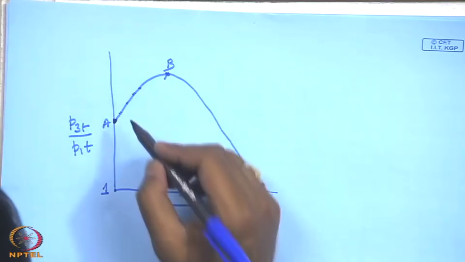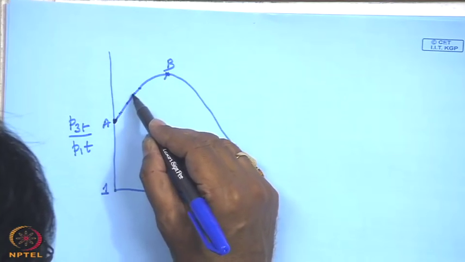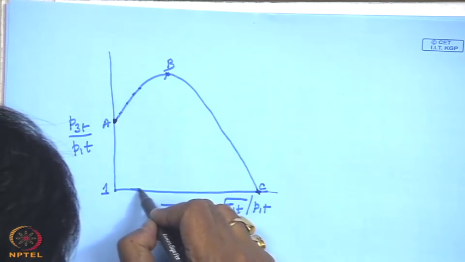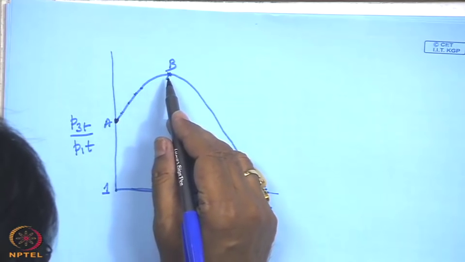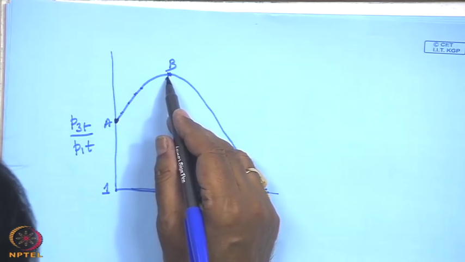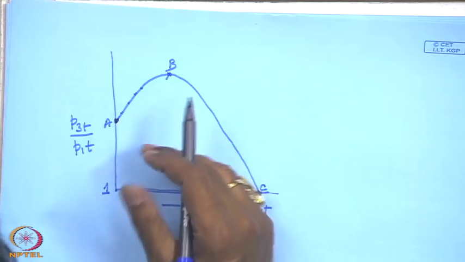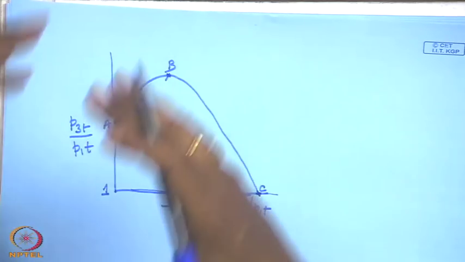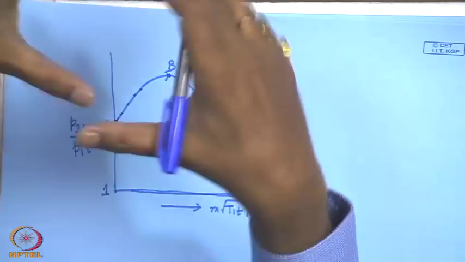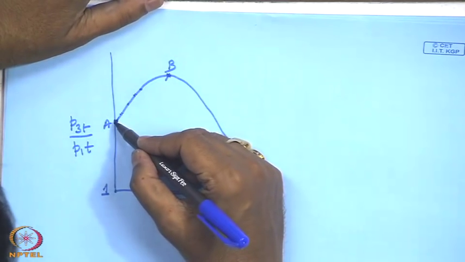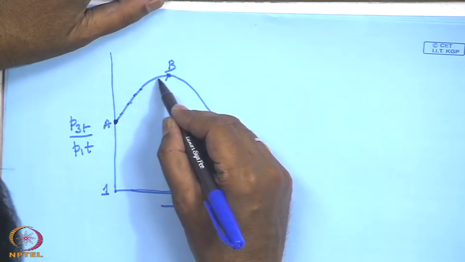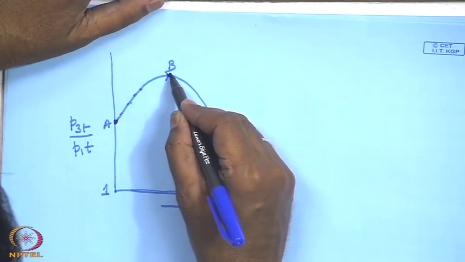So, therefore, the rise in pressure takes place as we increase the mass flow rate. As we increase the mass flow rate, the rise in pressure takes place. This means that the diffuser contributes its quota to the pressure rise because of the diffusion process. So, because of that, the pressure rise increases and reaches a maximum point.